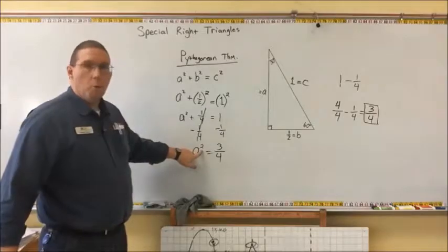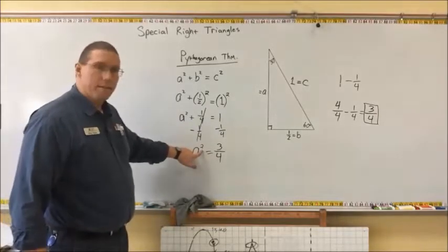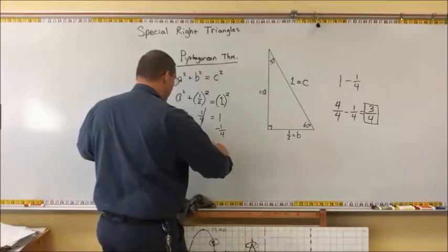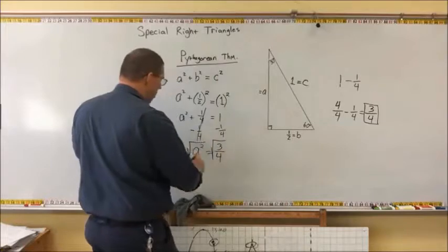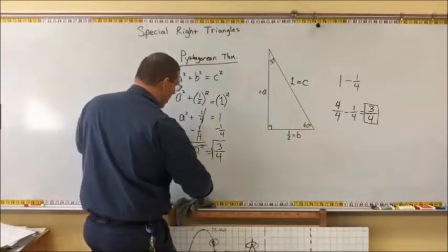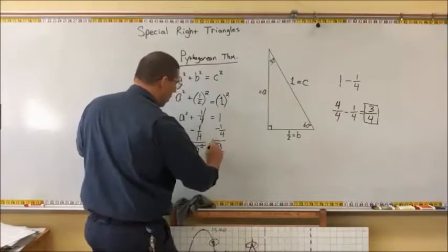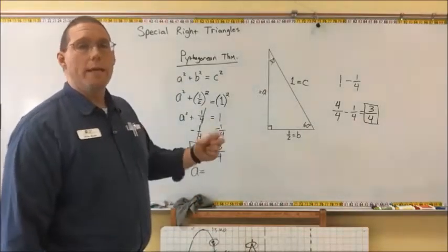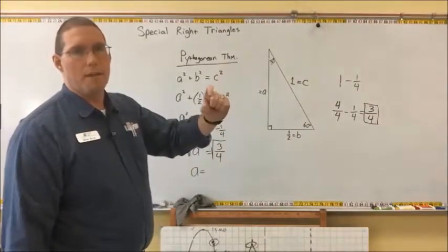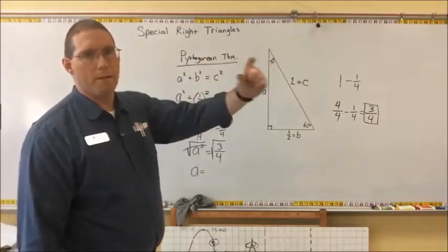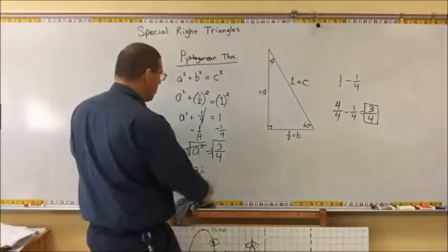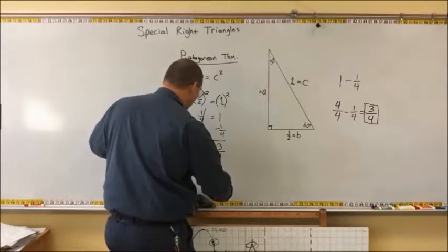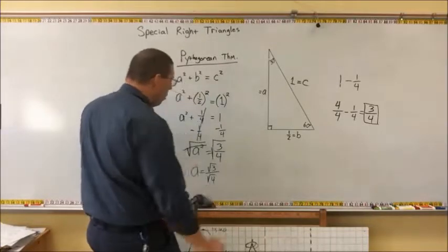Now, we don't want a squared, we want a. So in order to find the value of a, we got to do the square root on both sides. So we're going to do the square root here, and we're going to do the square root here. On this side, it's going to cancel the squared, and we're going to have a is equal to the square root of 3/4. But remember what we did in the last problem? We can actually take the square root, and we can give one square root to the numerator and a separate square root to the denominator. So instead of doing the square root of 3/4, it's going to be the square root of 3 over the square root of 4.